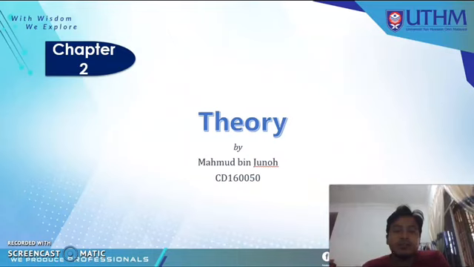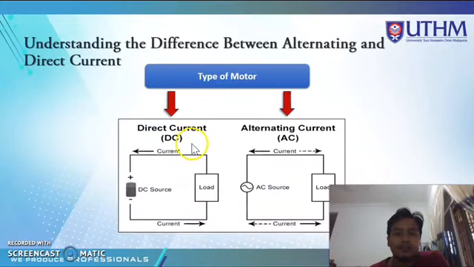I'd like to present my part, which is chapter 2, in the part of theory. So we go to the next slide. As we can see, DC and AC motors have a difference. As you can see in the figure, the types of motor are direct current, which is DC, and alternating current, which is AC. We can see the difference from the circuit.